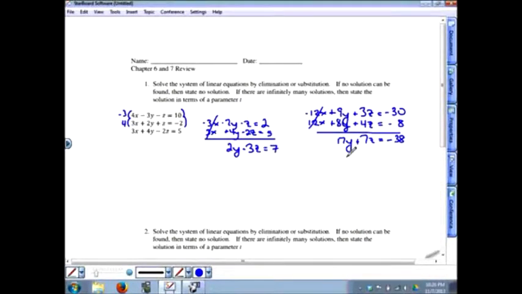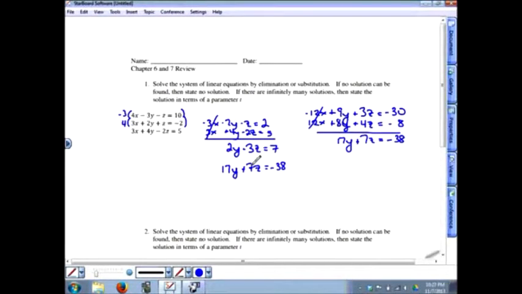Now we have two equations here in terms of the same variables, y and z. So now we can combine those. So I'm going to take this equation here and combine it with this one. 17y plus 7z equals -38. Now we need to eliminate a variable from here and solve for the remaining variable. So we could eliminate any variable here. We could, for example, try to eliminate z.